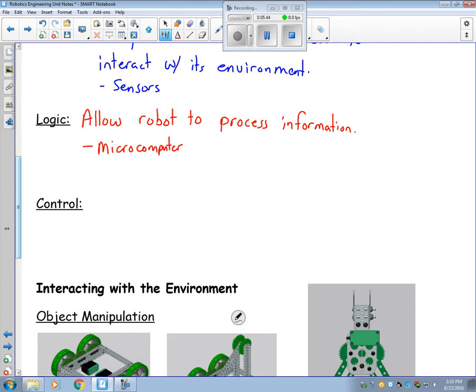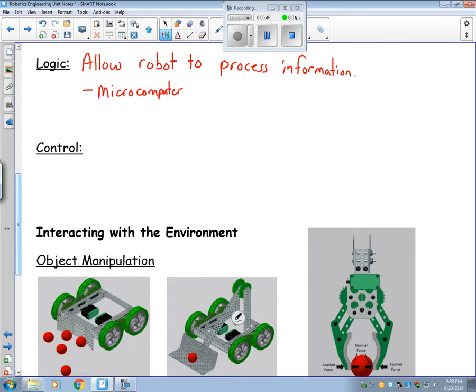And then finally, we have our control, and this is just all parts that allow a human to control the robot. So for us, that's going to be the joystick.